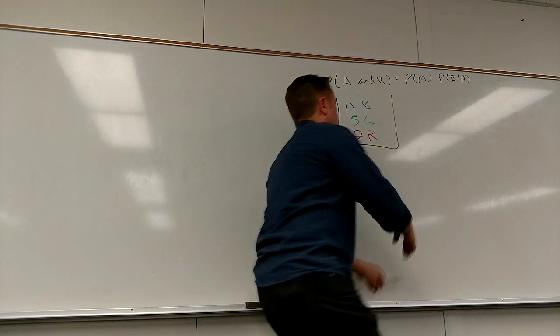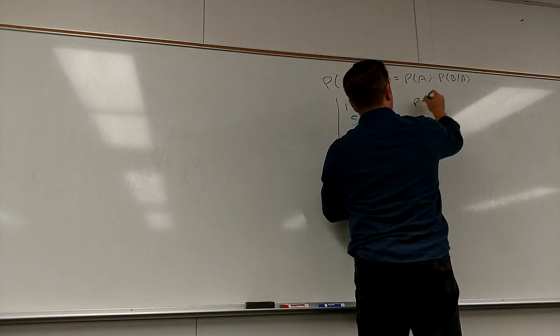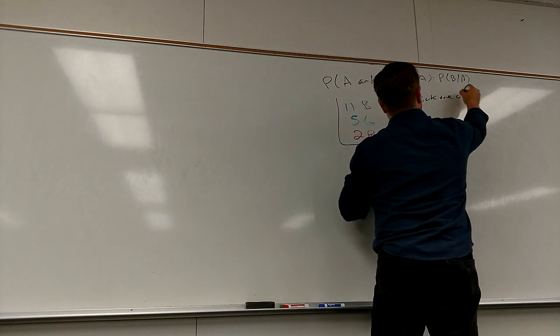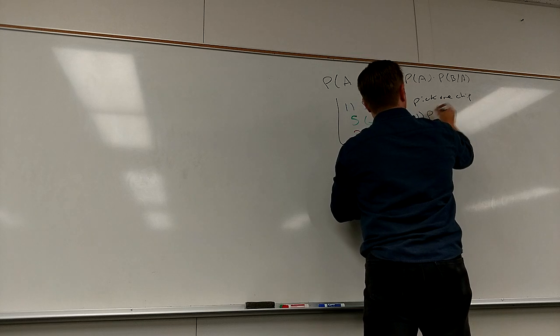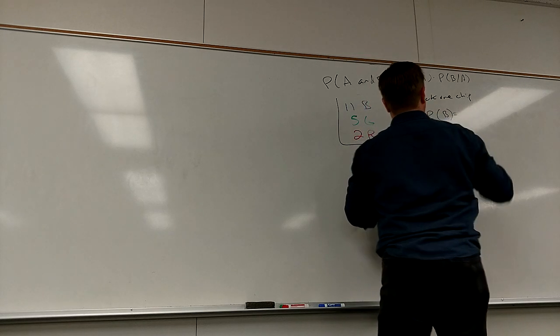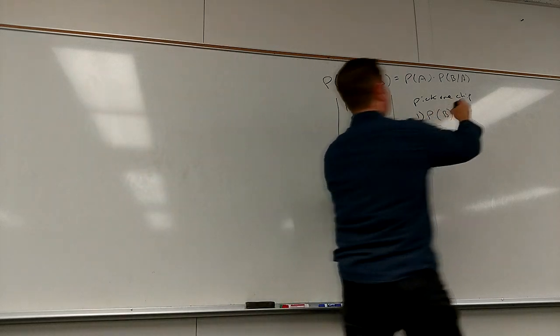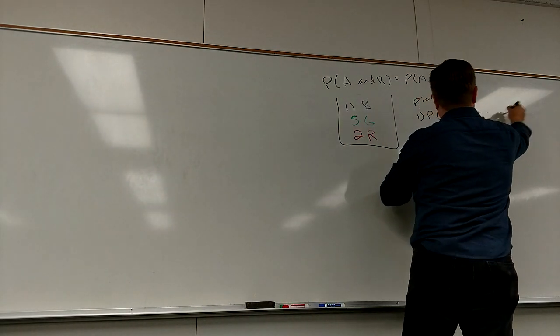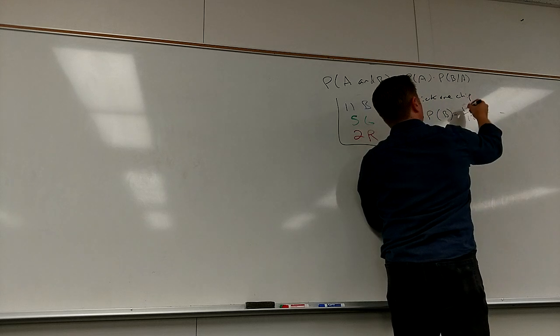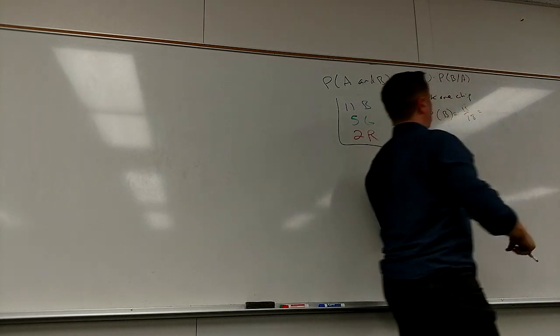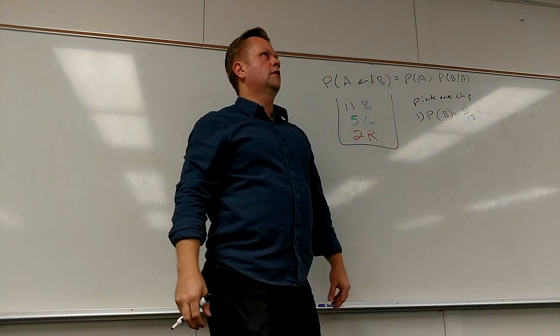So let's just start off with some ground rules here. If I pick one chip, what's the probability I pick a blue chip? 11 out of 18. Why? Which is whatever it is. Actually, what is it? Stay with me now.